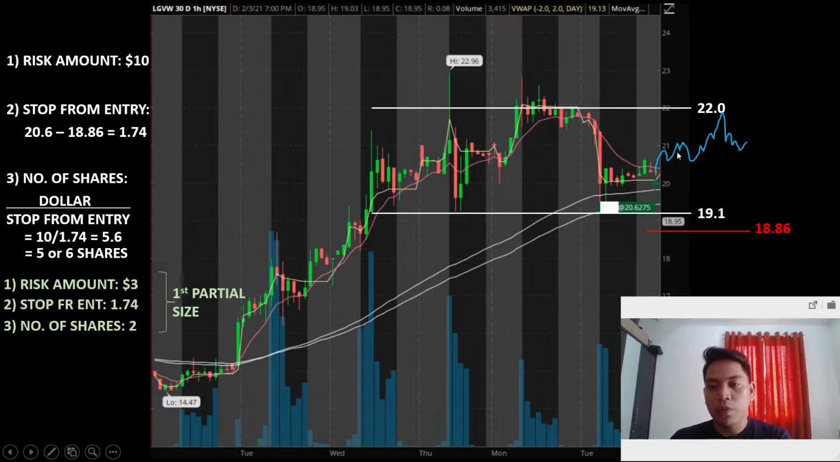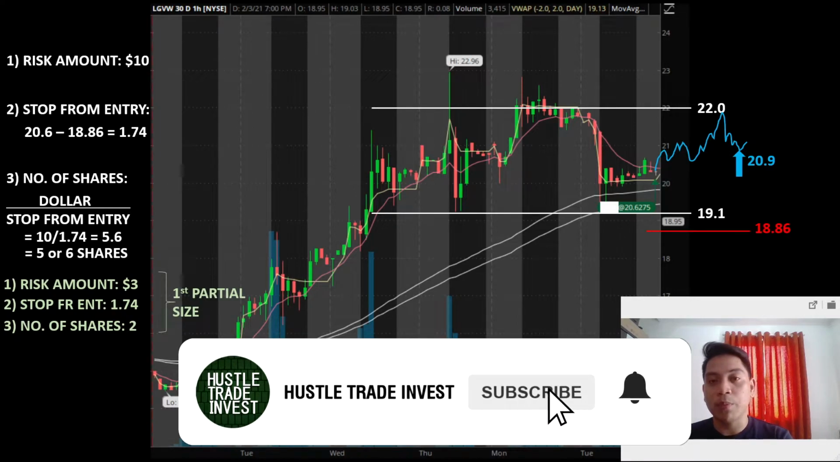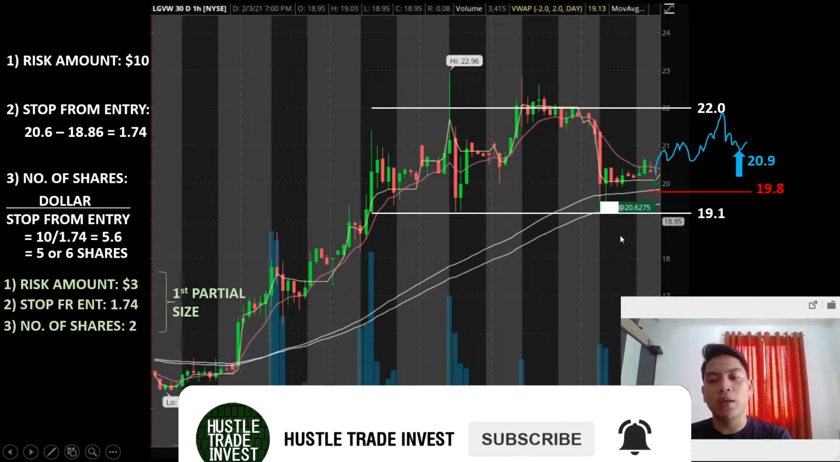Now, if the price action is like this and it looks like it's confirming my trade thesis, I will then buy another third of my full size. And if I buy around 20.9, I should be okay to move my stop around this area, since I don't want it to go back down there if it has confirmed my trade thesis, right? So I'm going to move my stop from 18.86, which we used for our first initial position, to, say, 19.8.